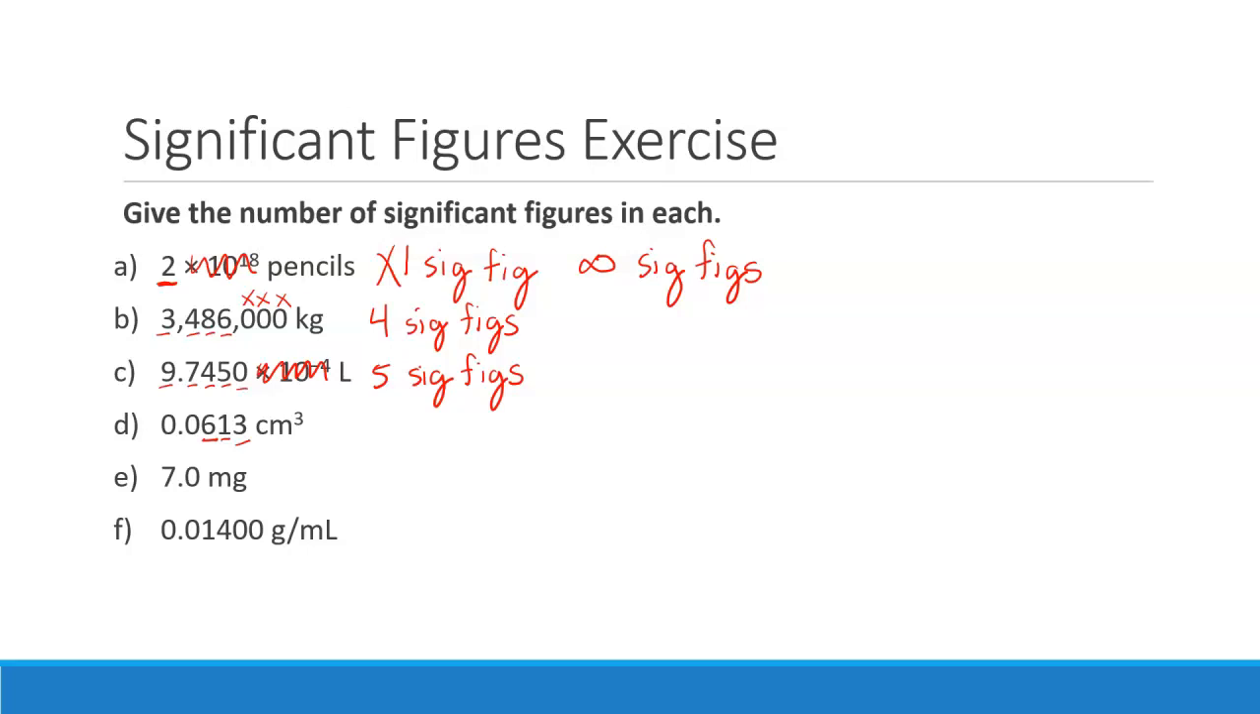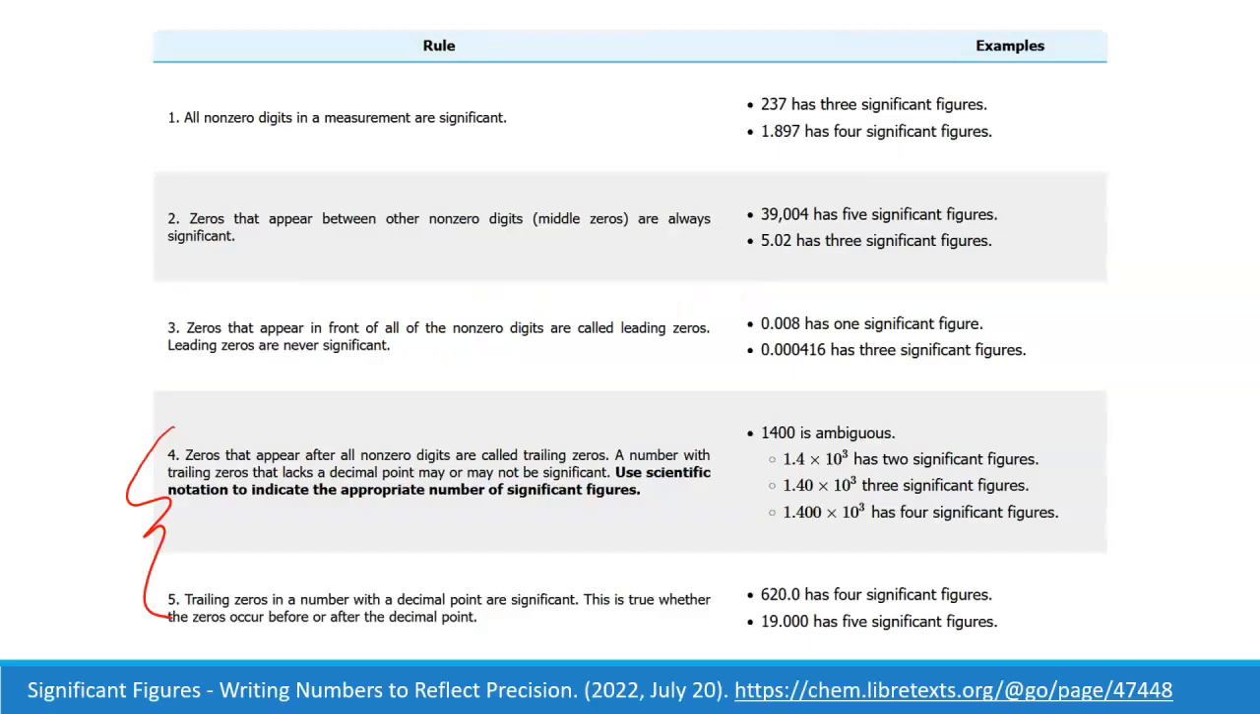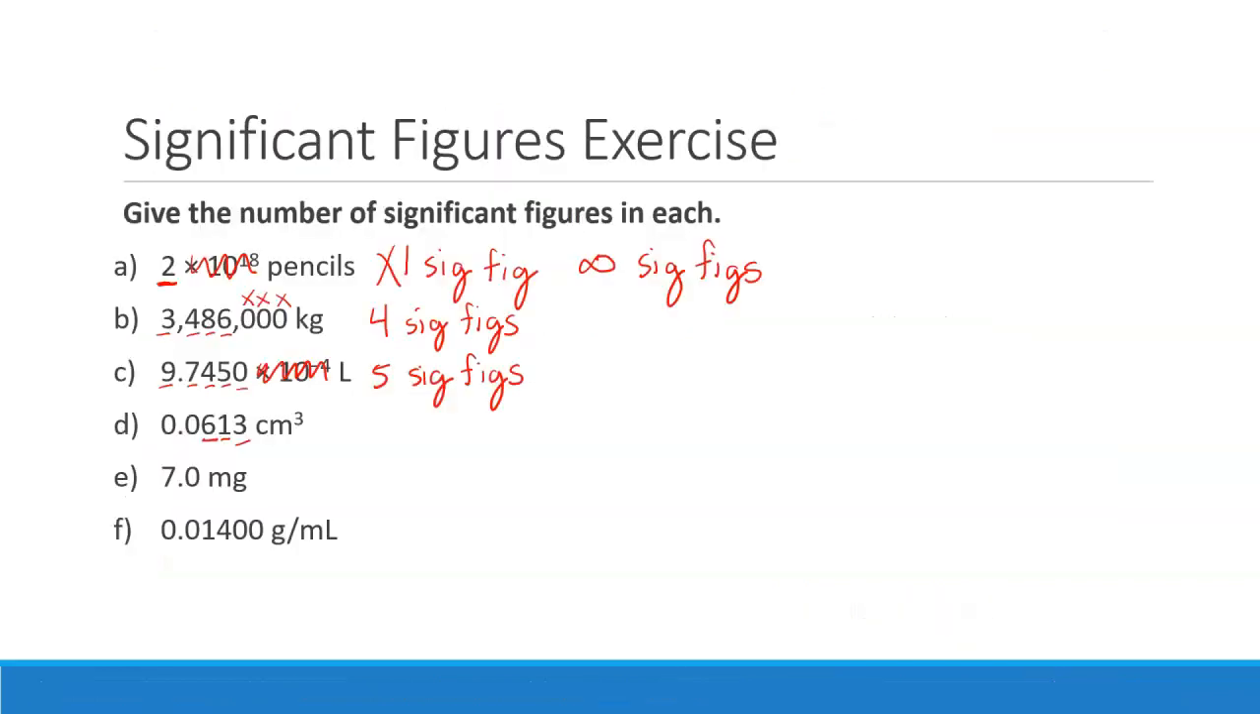Because the zeros come at the very beginning of the number, those are our leading zeros. And remember, the leading zeros was rule 3, and leading zeros are never significant. So we're not going to count those. And that leaves us with 3 sig figs.